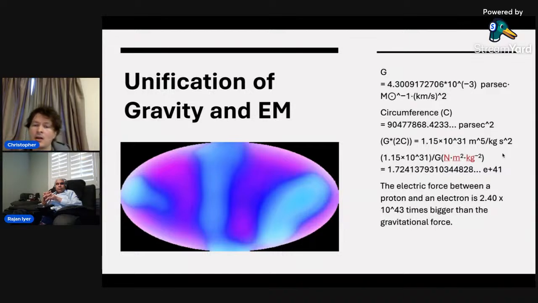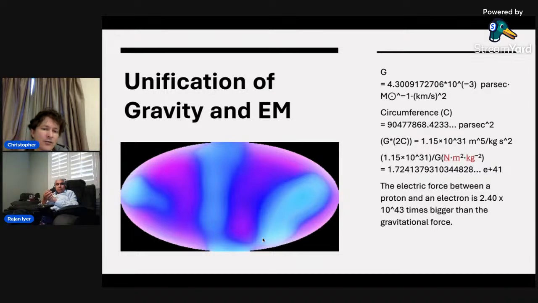So if we then divide, we can see that this is 1.72 e to the 41, which is kind of close to the electric force between the proton and the electron. So there's more to be said about that, but this is just a different way of doing the calculation, if you like.